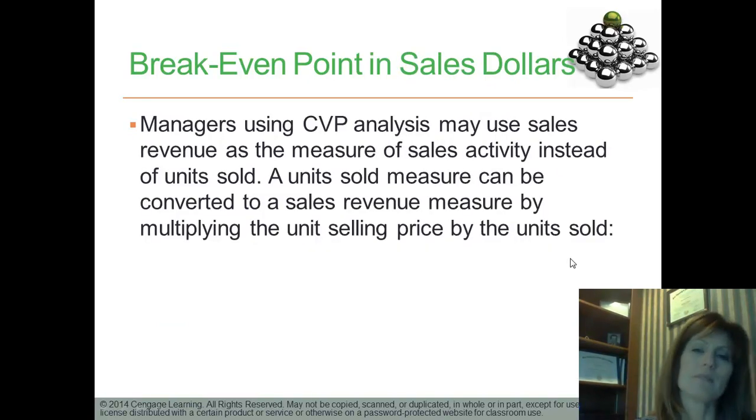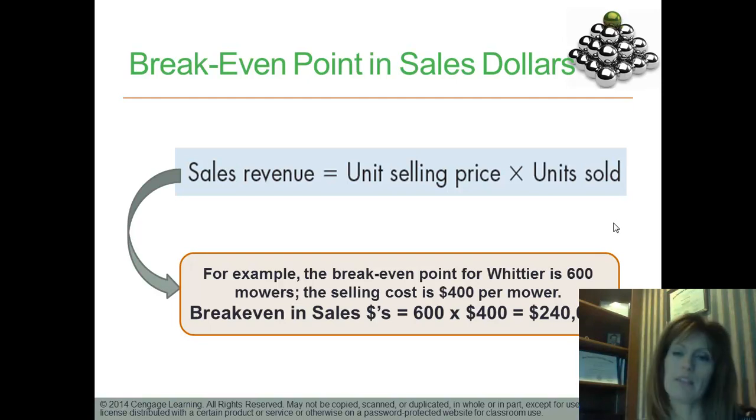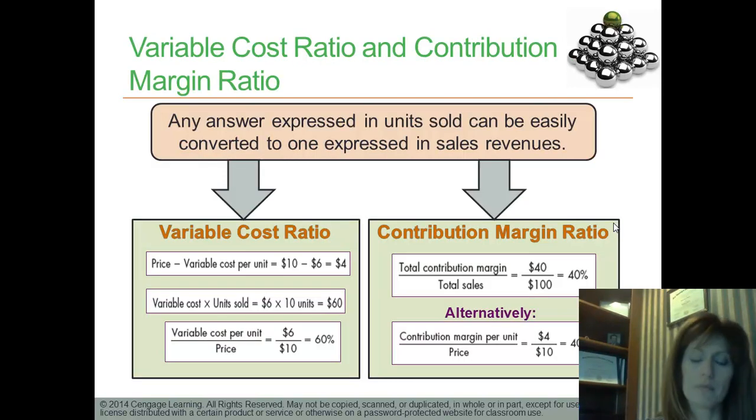Now sometimes break-even in units is less meaningful than break-even in dollars. We can get break-even in dollars by simply taking the selling price times the number of units sold. If I said I need to sell 600 mowers to break even, well, 600 times the $400 price per mower means I need to sell $240,000. So that's pretty simple. But sometimes calculating the break-even point in dollars isn't as simple. Sometimes we want to go directly to the sales dollars.